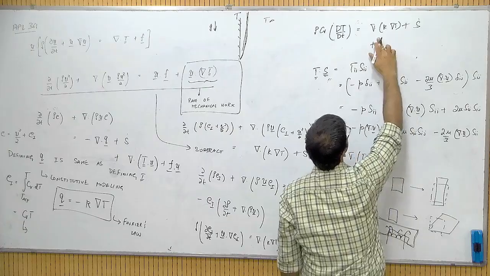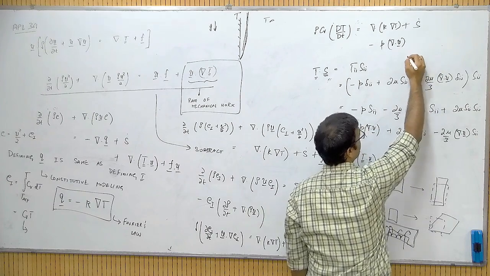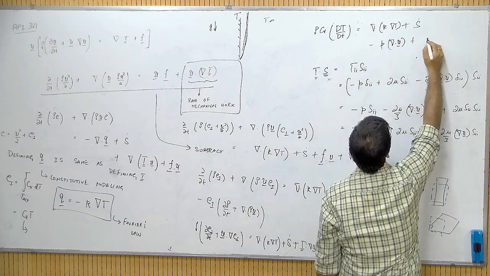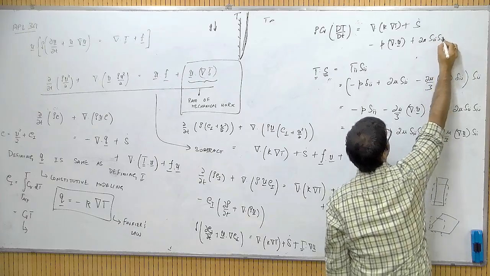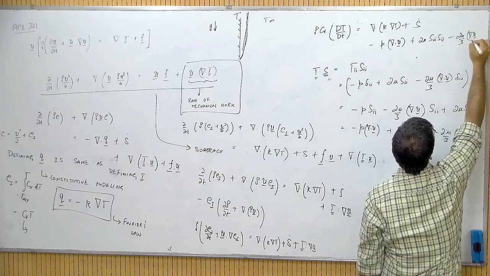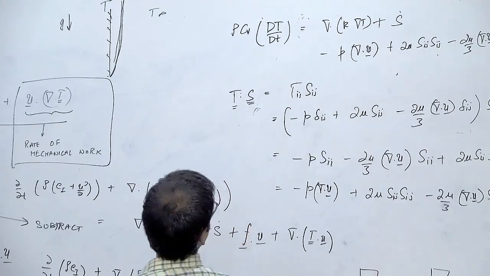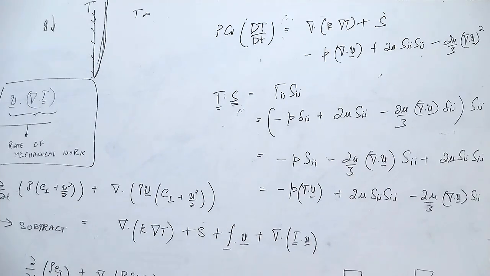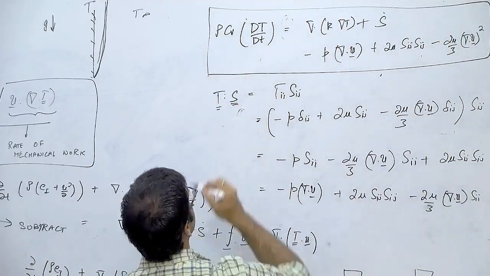We just need to write this expression down for completeness, and that is this: plus 2 mu Sij Sij minus 2 mu by 3 times del dot U squared. So this is our temperature equation. This is what our temperature equation looks like. We derived this from the total energy equation.